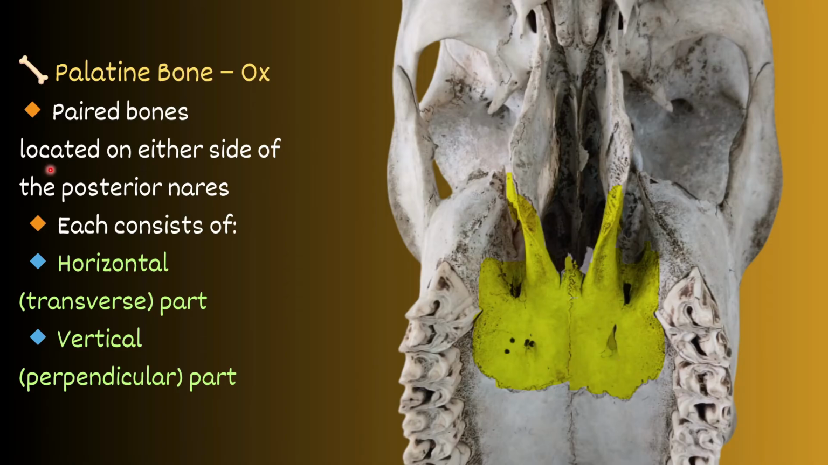A paired bone located on either side of the posterior nares. You can see, this is one posterior nare. On either side of the posterior nare you will find the palatine bones. Each consists of a horizontal transverse part and a vertical perpendicular part.